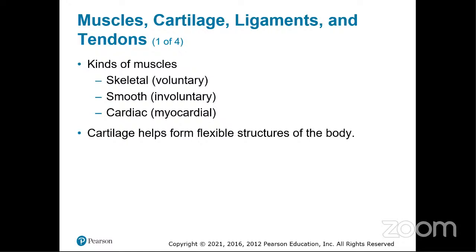And then you have cardiac or mitochondrial. The cool thing with it is it has automaticity to it, meaning it will create its own electrical impulse and fire. It's the only muscle in the body that does that. And then the cartilage between it forms the flexible structures of the body.